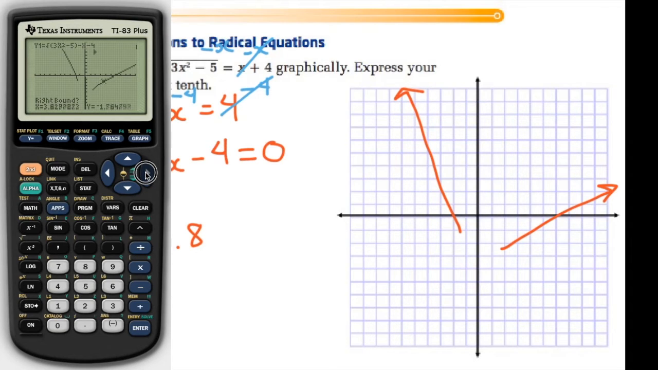Move it to the right. Good enough there. Go back to guess. And we get our second x-intercept at 5.8.